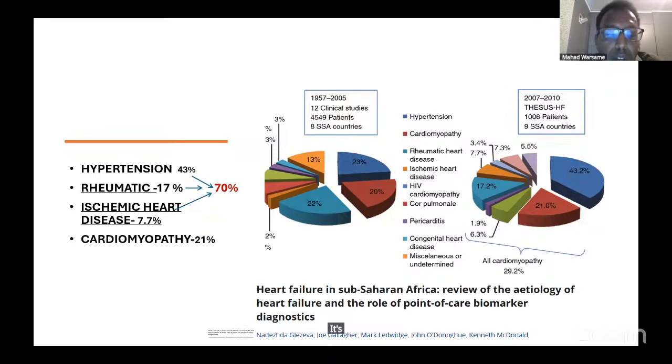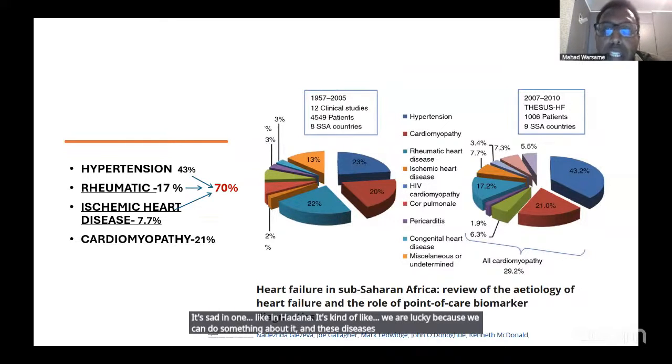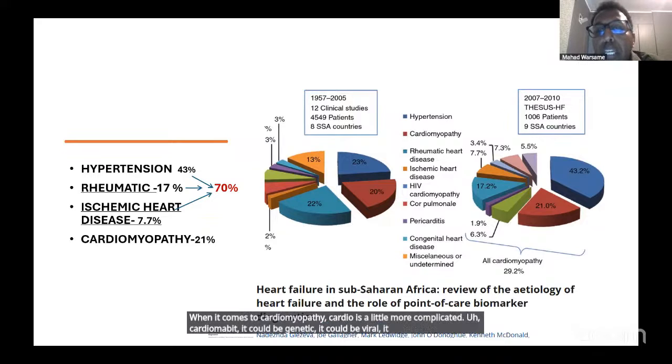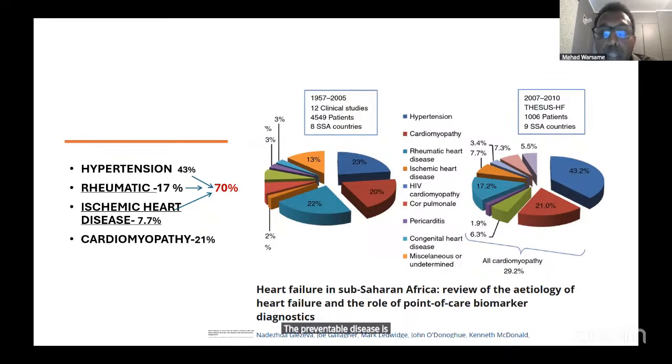It's sad, but it's kind of like we are lucky because we can do something about it. You can prevent hypertension, rheumatic heart disease, ischemic heart disease. When it comes to cardiomyopathy, it is a little more complicated. It could be genetic, it could be viral, so it's an individual disease. But for preventable diseases, 70%, we can do a lot to prevent heart failure.